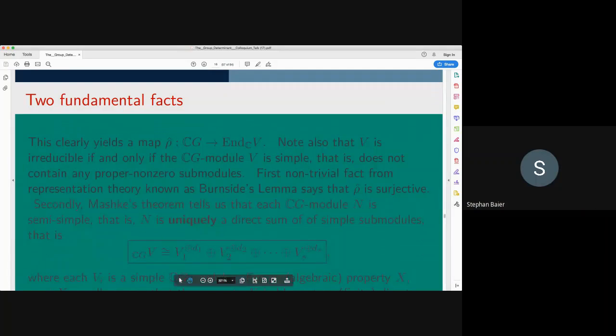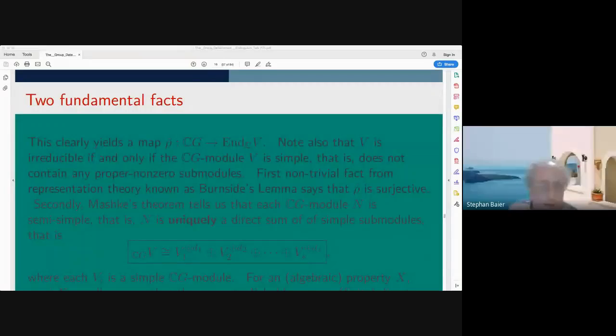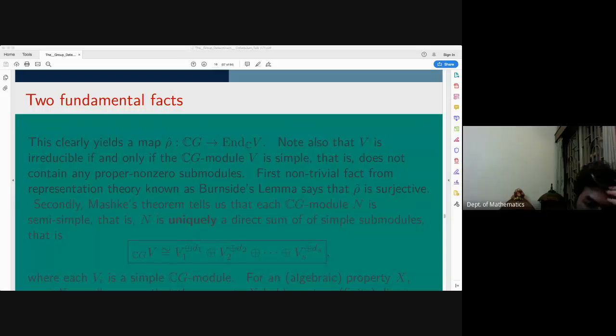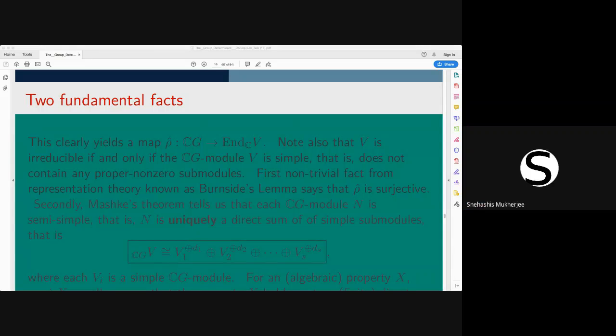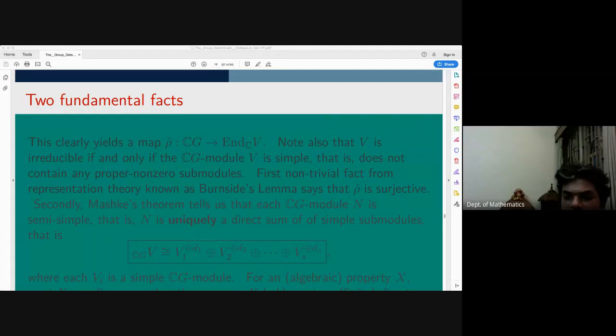No problem. Thank you very much for this very nice introductory talk, giving an introduction into representation theory. It's very valuable to have some historical background also. Are there any questions or comments? Okay, so I have a simple question. Can you hear me?